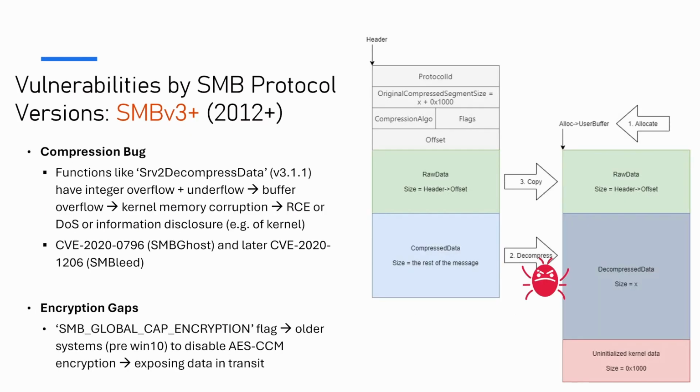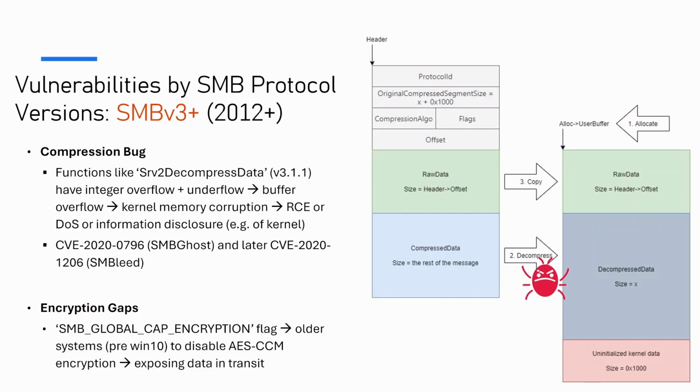Next we have SMB version 3 and SMB version 3.1.1. They did make security improvements, but still has flaws, and the culprit is compression. There's a math error in the decompression function, SRv2 decompress data, introduced in version 3.1.1. It was proven to allow sending malformed packets to trigger integer underflows and overflows to corrupt kernel memory. We see this exploited by SMB Ghost, which we'll delve into deeper, and later on SMB adapts this even more.